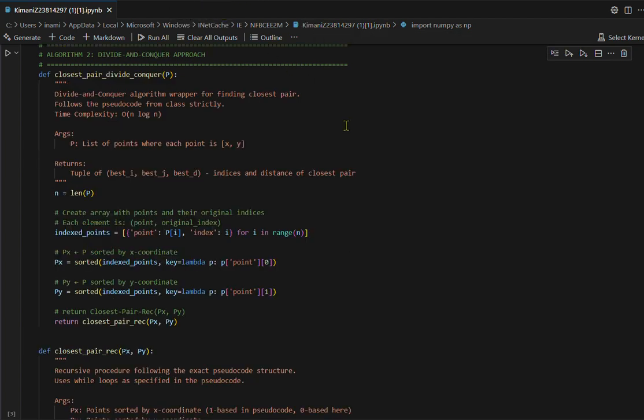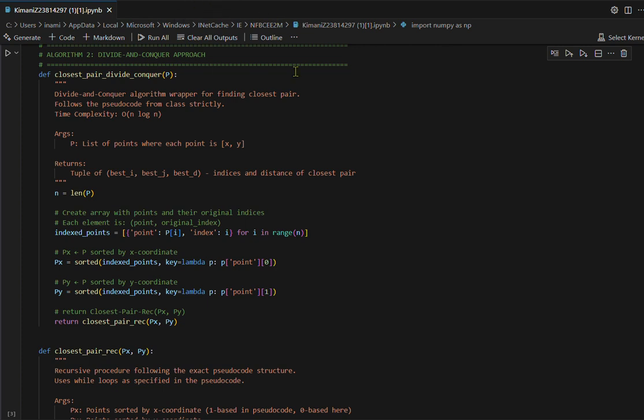The second part implements the divide and conquer algorithm. It first sorts the points by their x and y coordinates, divides them into left and right halves, recursively finds the closest pair in each half, and then checks for possible closer pairs that cross the dividing line.